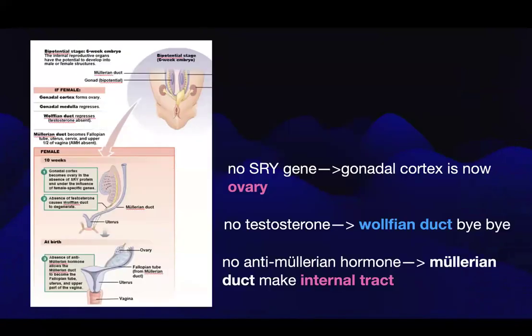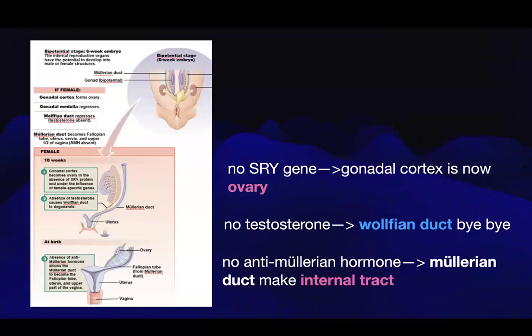Here on the side, you have the formation of the internal genital tract. And you can see you don't have that SRY gene. That gonadal cortex becomes the ovary. The lack of testosterone being produced by the ovaries in the beginning will lead to degeneration of that Wolffian duct. And that's important because you do not really want that Wolffian duct.